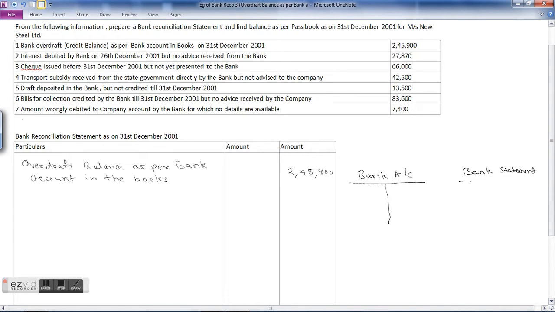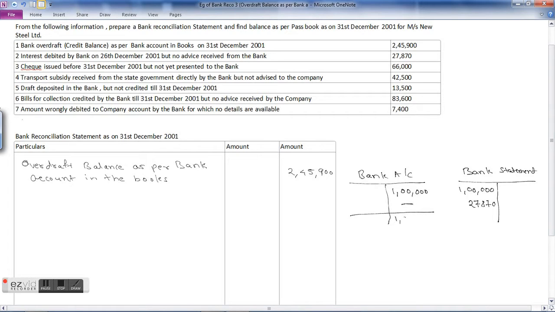When we are doing the working here, we have to be careful. The account is showing an overdraft balance as per bank account, so in the working also we will take a credit balance. Say we will take a balance of 1 lakh. In the bank statement, instead of a credit balance, we will take a debit balance of 1 lakh. Now what is the transaction? Interest debited by the bank. So on the debit side of the bank statement, 27,870, but no advice has been received, so in our books we don't have any entry.